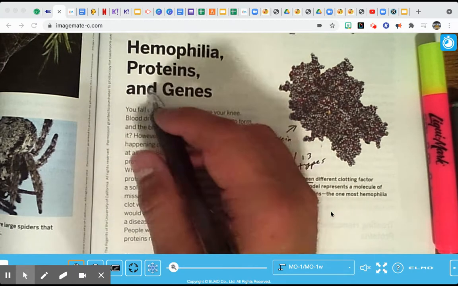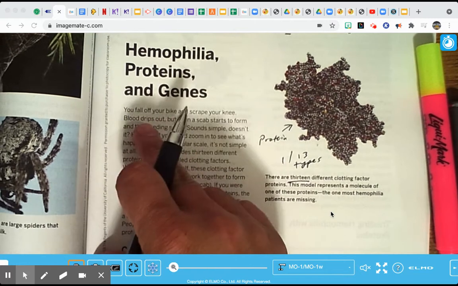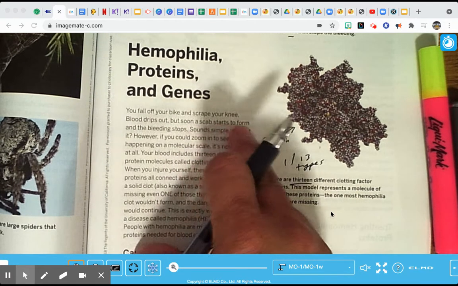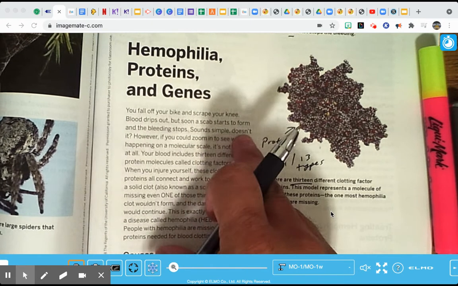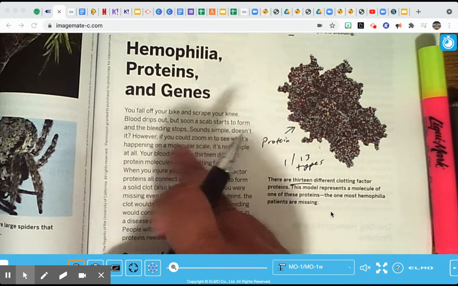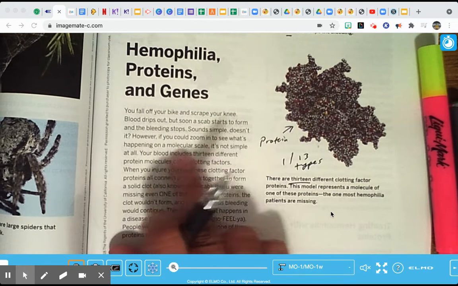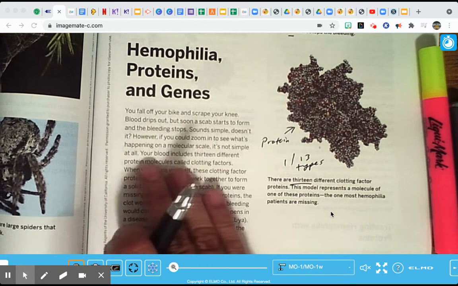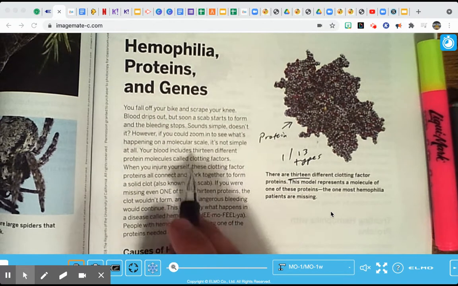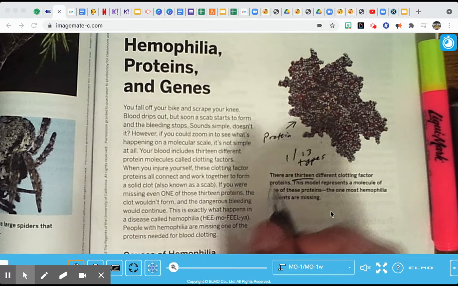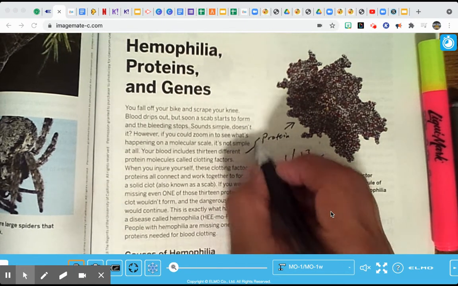So we have hemophilia proteins and genes. You fall off your bike and you scrape your knee. Blood drips out, but as soon as the scab starts to form and the bleeding stops, sounds simple, doesn't it? However, if you could zoom in to see what's happening on a molecular scale, it's not simple at all. Your blood includes 13 different protein molecules called clotting factors. And that's what they're referring to over here.